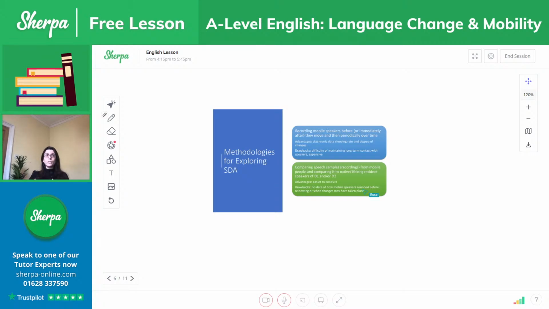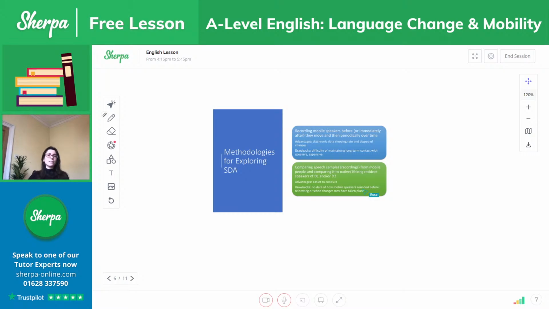So another way is comparing speech samples or recordings from mobile speakers to recordings from native lifelong residents of an area that speaks their first dialect, or D1, and the second dialect that they're exposed to, or D2. Or just one of the two, depending on what you have available. So, for example, you take a speaker that moved from California to Scotland, and you compare their speech to someone born and raised in Scotland, or compare their speech to someone born and raised in California.